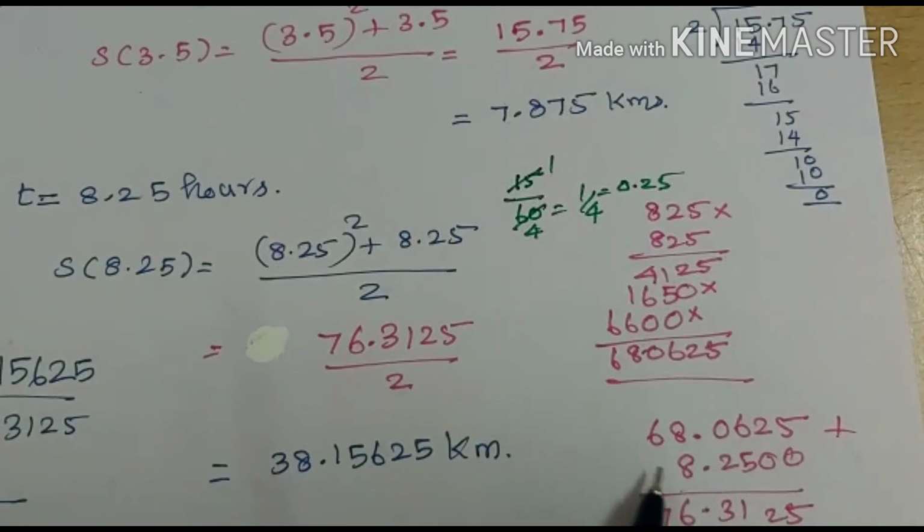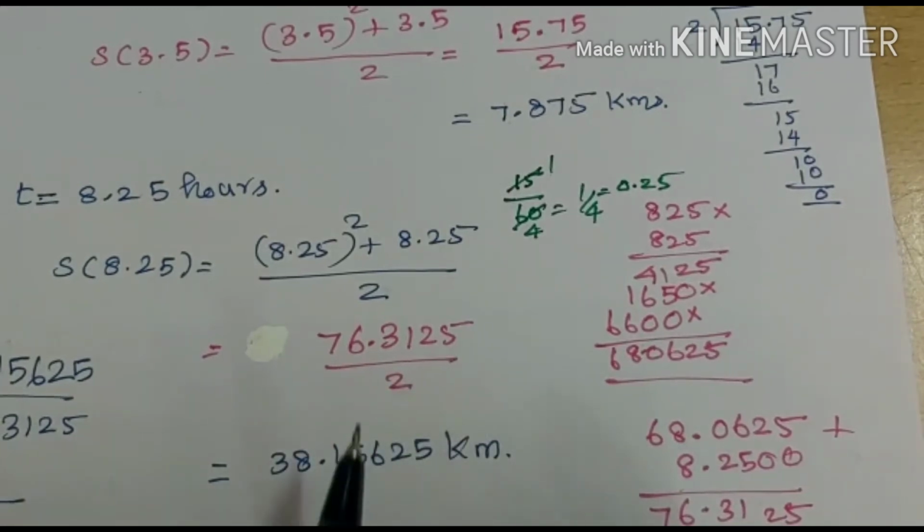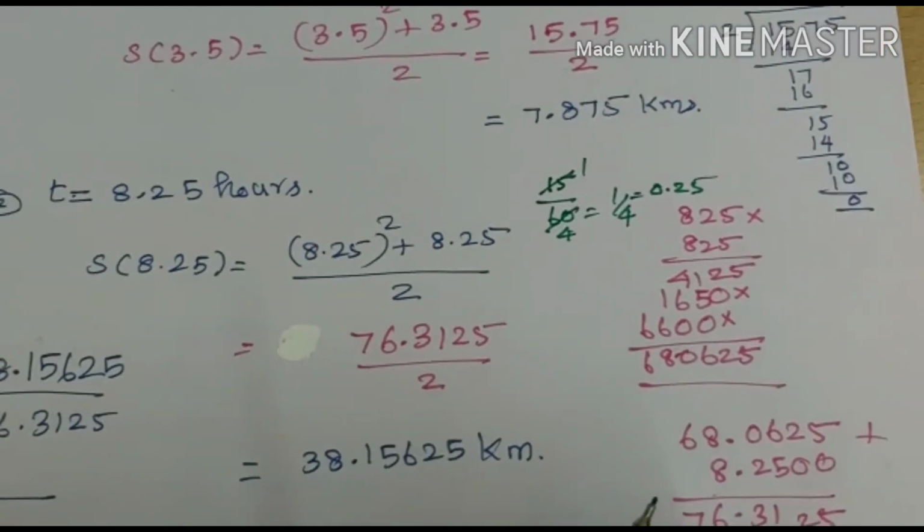Then add 8.25. 68.0625 plus 8.2500, add the zeros. Okay, so 5 2 11 3 16 and then 7. So 76.3125 by 2. So divide by 2, we get the answer.